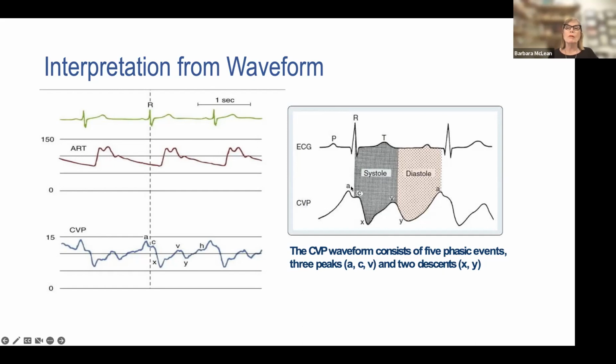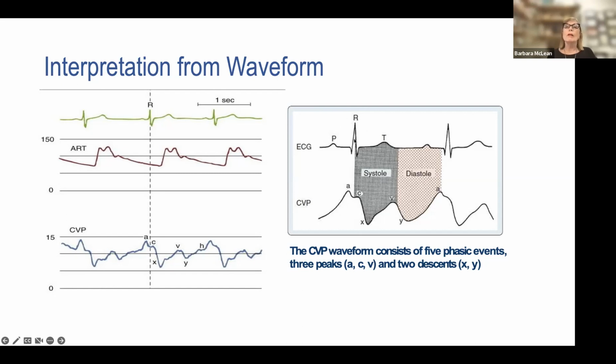P wave causes A wave. They don't occur at the same time. The electrical event happens first. The mechanical response is occurring during the PR segment, and that's when I see my A wave. So if I drew a line straight down from my P wave, the first waveform following that would be my A wave.